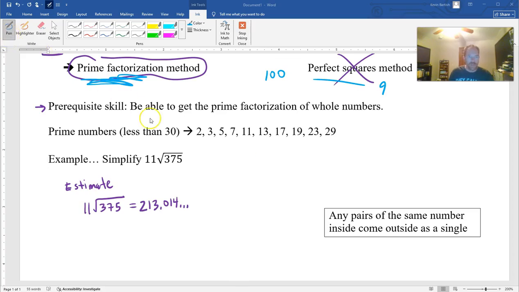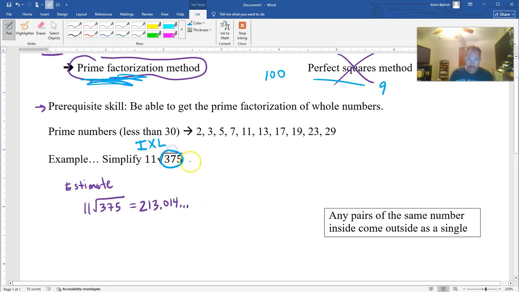All right, so now a little bit of a twist here, and this is similar to what you might see on IXL, something where they're giving us a number outside the square root, but we're still supposed to simplify this. So what I'm going to do is focus on the square root part. The 11 we're just going to keep to the side for now. I put in the estimate already, 11 times the square root of 375 gave me a little over 213.